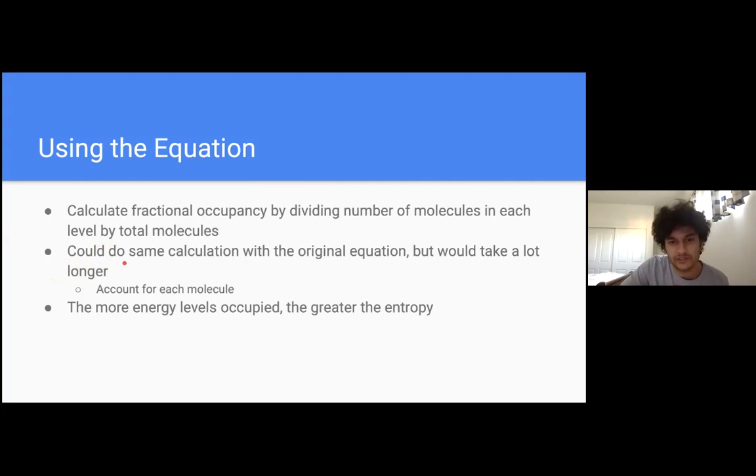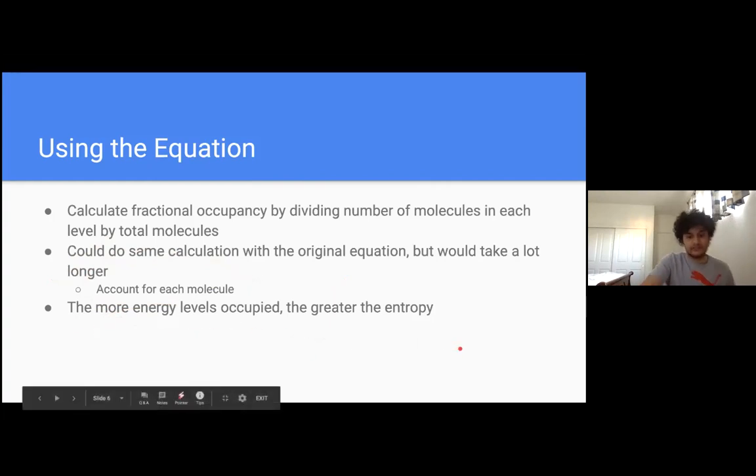And again, you could do the calculation with S equals Kb ln W, but that would take a lot longer, and your calculator may not be able to handle that. And as a note, the more energy levels occupied, the greater the entropy.